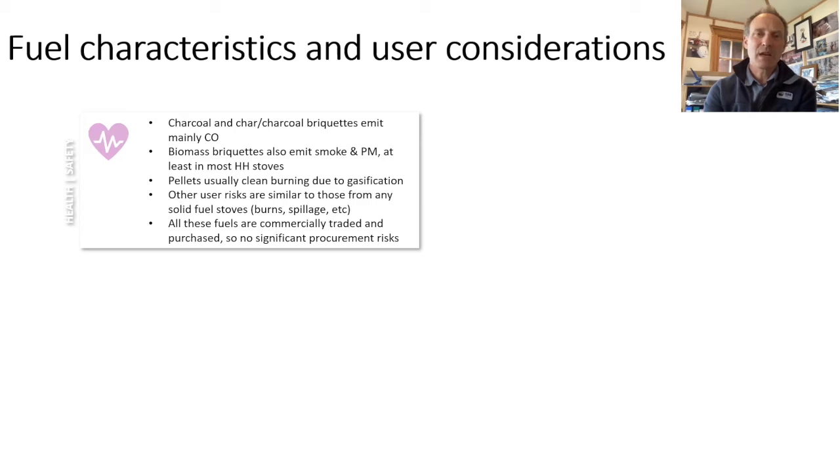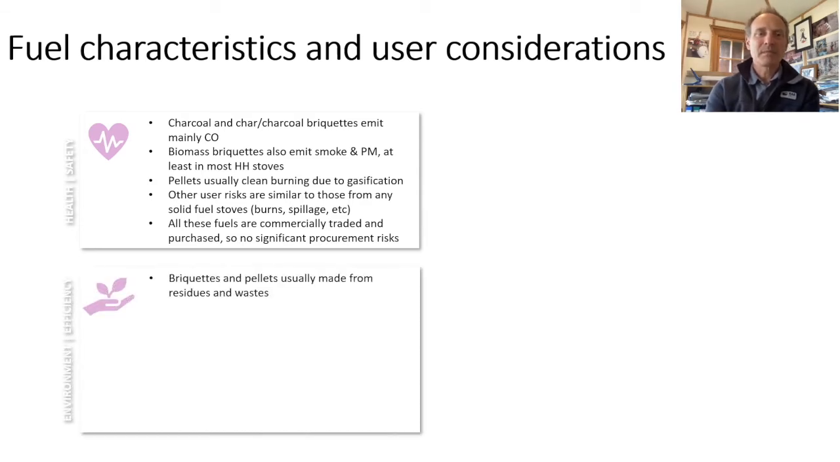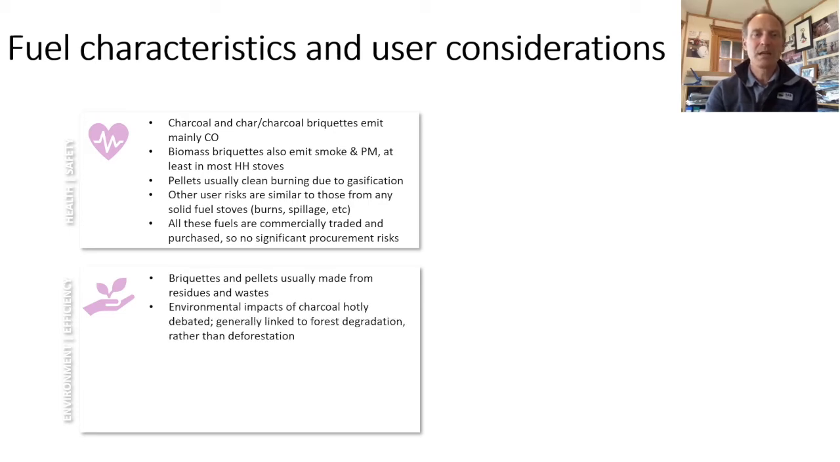And there aren't really any kind of user risks in terms of procurement and collection. These are commercially traded fuels. You buy them or you don't buy them. You don't have to go out looking for them in the bush or anything like that. In terms of their environmental impacts, well, briquettes and pellets are usually made from residues. There's no major environmental impact. In fact, there's a benefit from recycling these wastes and byproducts.